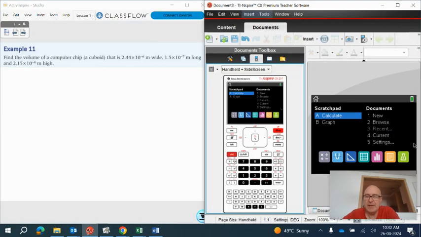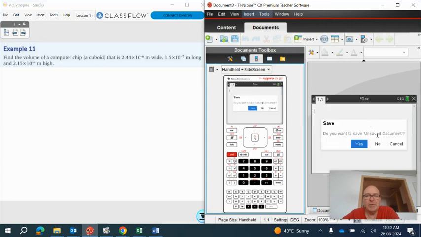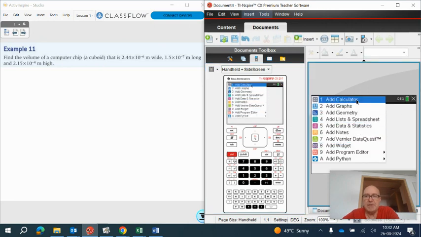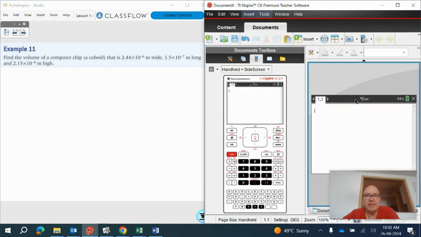When you're using your calculator, my recommendation is to press the on button like this, and it'll bring you to here. When you're here, always start by creating a new document. Press number 1 on your keyboard. It'll say, do you want to save it? Just say no. Always start by adding a calculator. You're going to want to make calculations, even if you're going to be doing a graph or something else later.